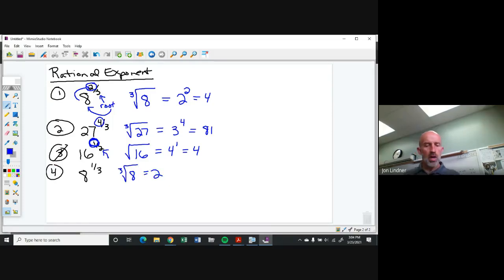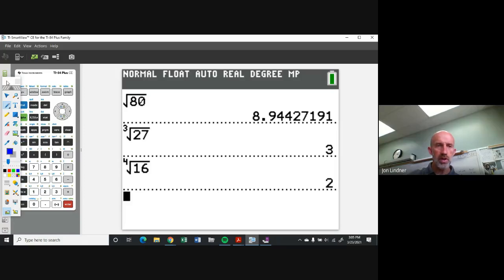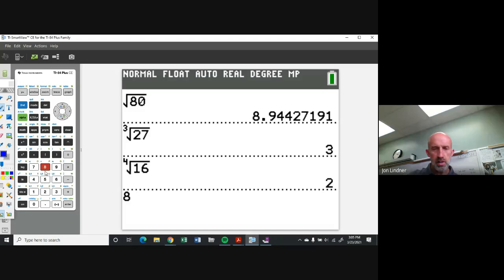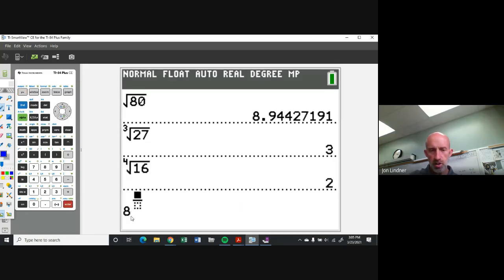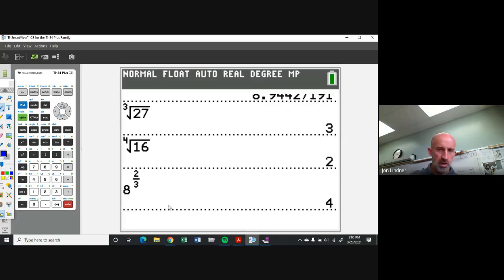How about on the graphing calculator? How would I do a fraction exponent on the graphing calculator? Well, if I wanted to do 8 to the 2/3 power, I would press 8 caret, and then I have to press alpha y equals to get this to come up. So I have a fraction up here. Alpha y equals, and then press enter. Then you just put your numbers in, 2 there, 3 there, press enter, and there's 8 to the 2/3 on the TI-84.